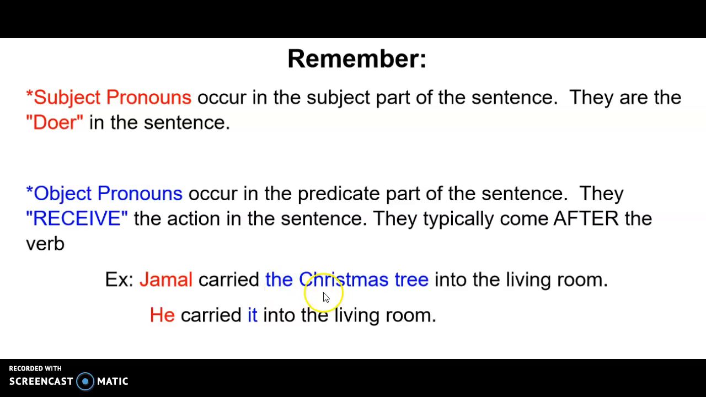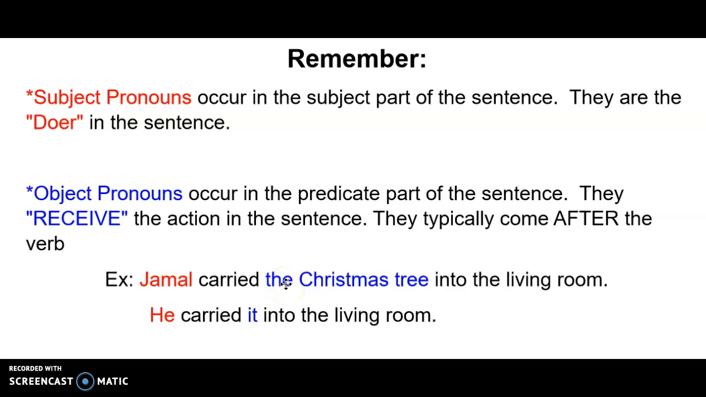So if I said Jamal carried the Christmas tree into the living room, so Jamal is going to be my subject in the sentence because he's doing the action. He's the doer, okay? He carried, all right? And the Christmas tree is going to be my object, okay? That's what's receiving the action. That's what's being carried. So notice how it follows the verb, okay? So if I wanted to replace Jamal, which is a singular male subject, okay, then I need a singular male subject pronoun. So I would say he.